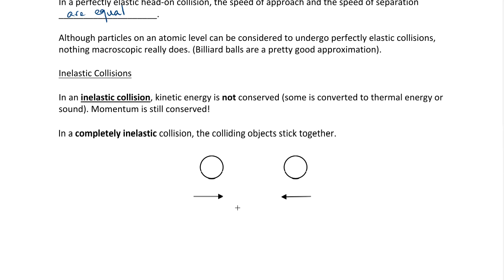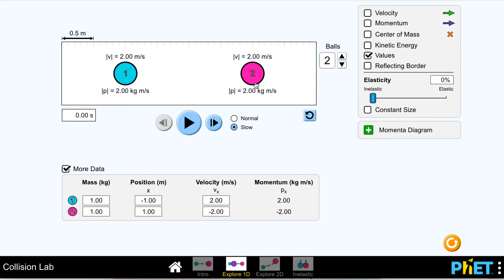So let's take a look at that on the simulation now. In this example, I've got two equal mass particles which have equal and opposite velocities, and therefore they have equal and opposite momenta. This one has a momentum of 2 kilogram meters per second to the right, and this one 2 kilogram meters per second to the left. The system of the two particles, therefore, has an initial momentum of 0, and this is an isolated system, so the total momentum is going to remain 0.